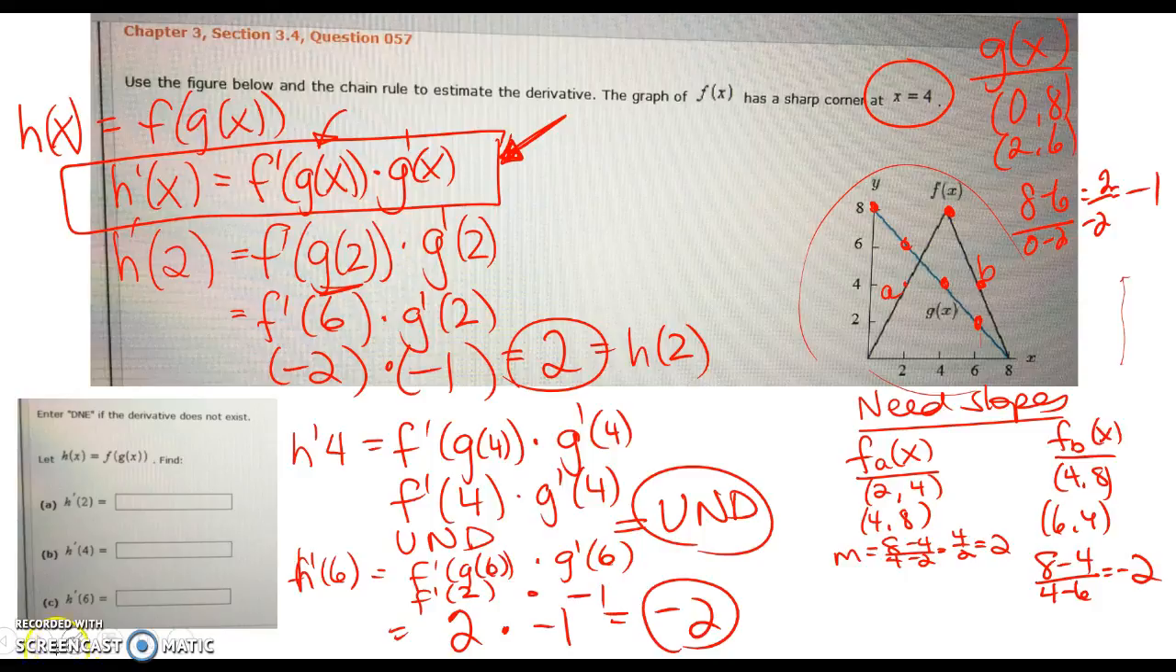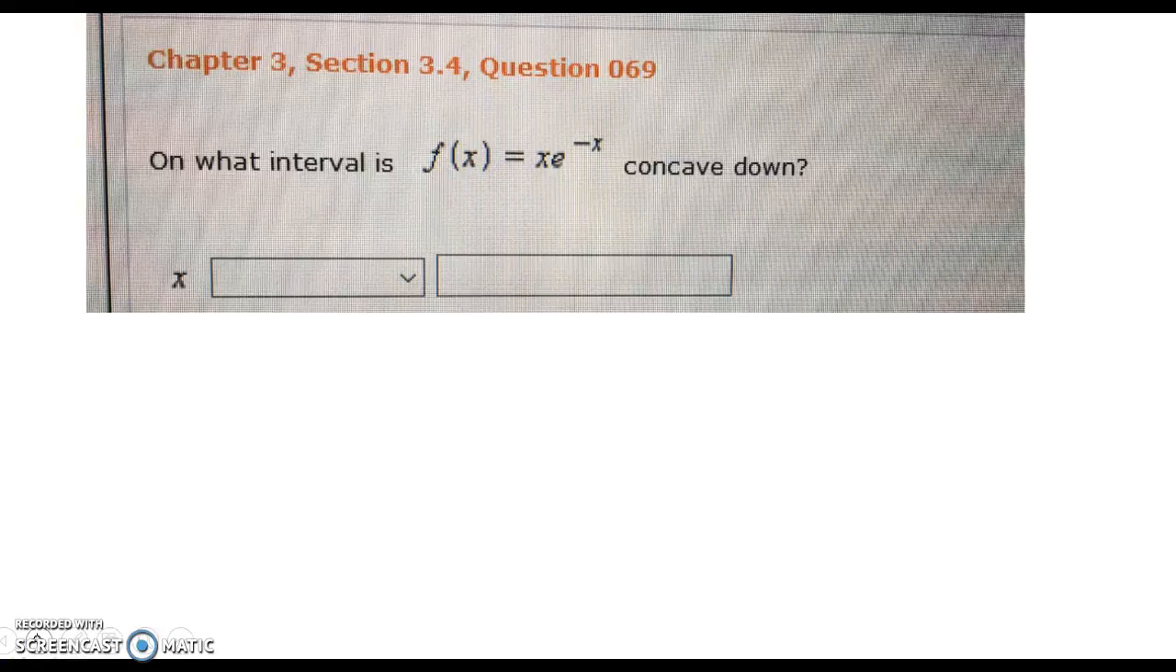All right, next. On what intervals is this concave down? Well, remember, we had a problem like this at the beginning. What derivative tells us concavity? Well, the second derivative tells us concavity. So I need to take the first derivative and the second derivative. All right, so here's the function itself.